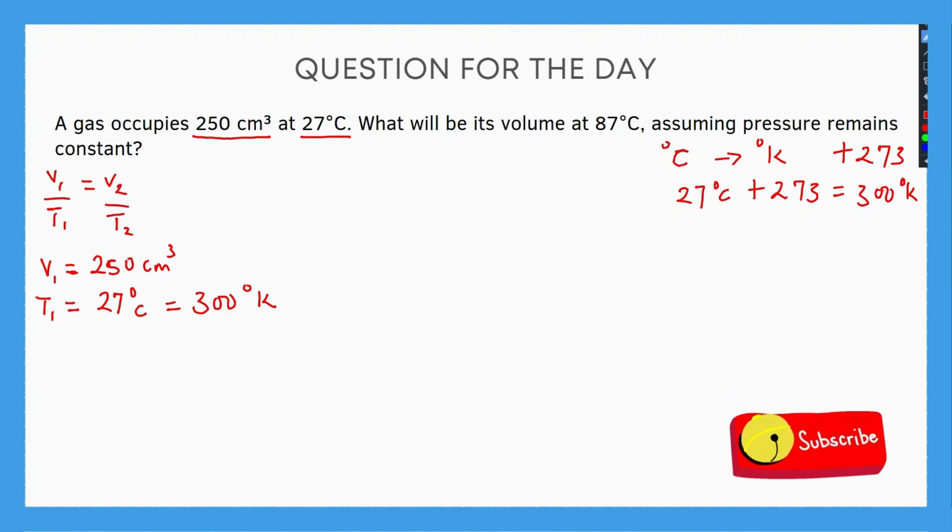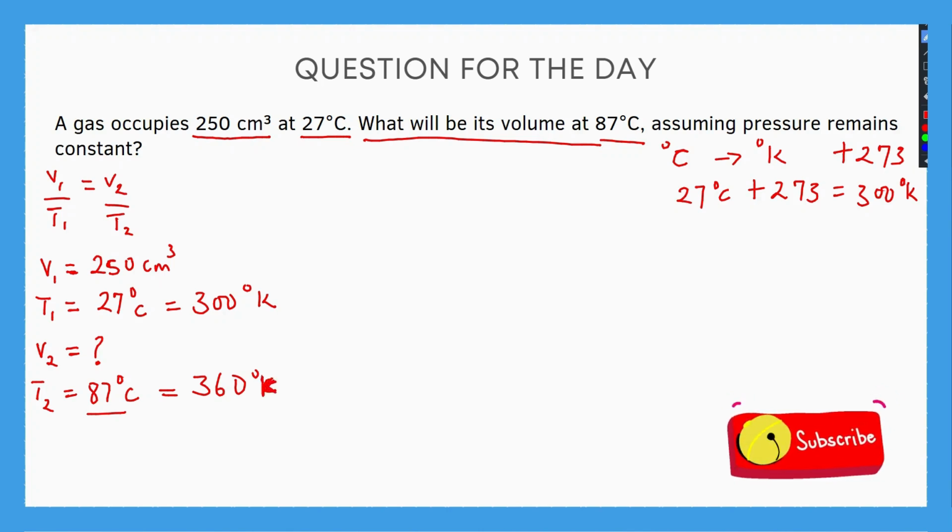The next thing we were told is, what will be its volume? So the final volume V2 is unknown, and that's what we're looking for in this question, at 87 degrees Celsius. So the final temperature T2 is 87 degrees Celsius. To convert this to Kelvin, we add 273, and when we add 273 to 87, it gives us 360 Kelvin.